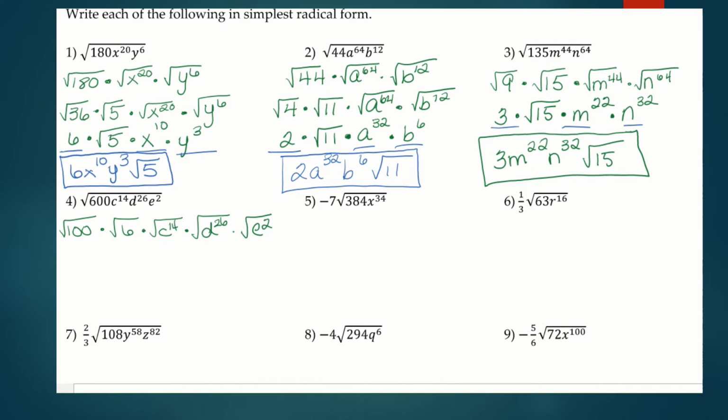All right, simplifying all of this, the square root of 100 is 10. The square root of 6 is nothing nice. The square root of c to the 14th, cut it in half, 14 divided by 2 is 7. The square root of d to the 26th, cut it in half, we get 13. e to the 2nd, cut it in half, we get e to the 1st. Let's take everything outside of the square root and put that in front, in alphabetical order, of course, with the square root of 6 at the end.